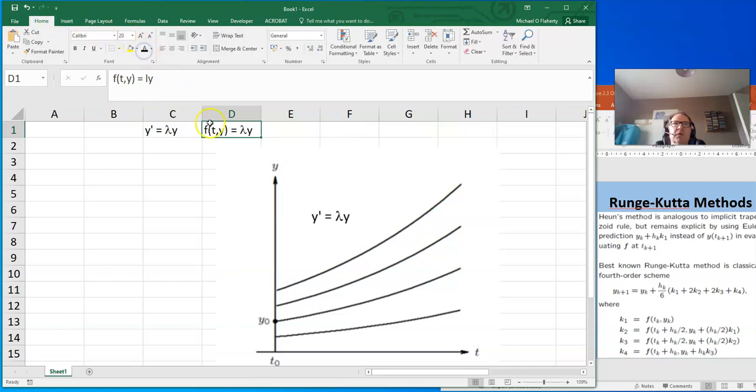We can also express that as y prime is f of t and y, equal to lambda y. So y prime is some function of both time and y. It's equal to lambda y. In order to set this up, we need to create our initial value. y0 I'm going to put in this cell here and give it a name. Set it equal to 1 for want of a better value. Call that y0.